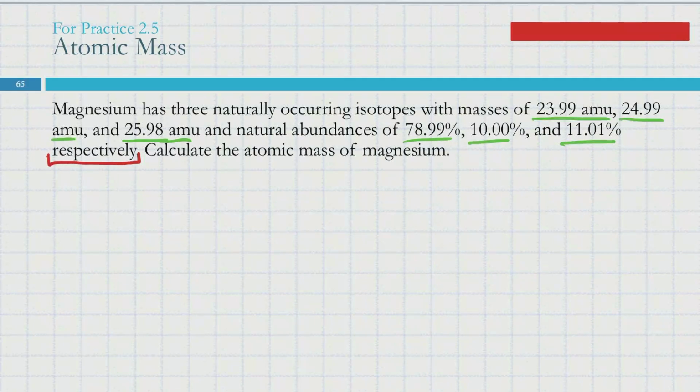What does respectively mean? Anyone know? Yeah, they're in the same order. So we've got 2 lists, and they both go in the same order. So the first entry from each list goes together. The second entry from each list goes together. The third entry from each list goes together.